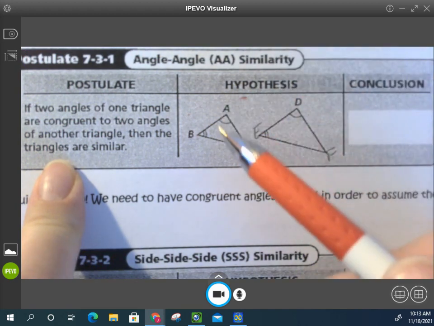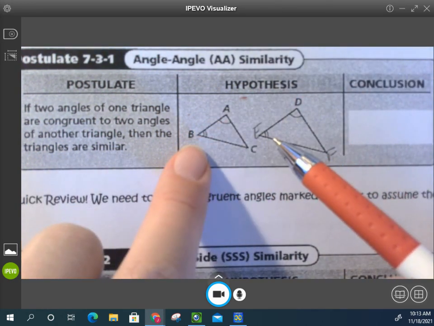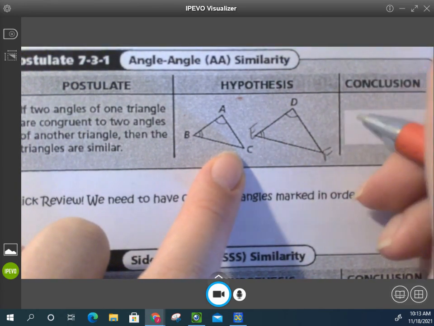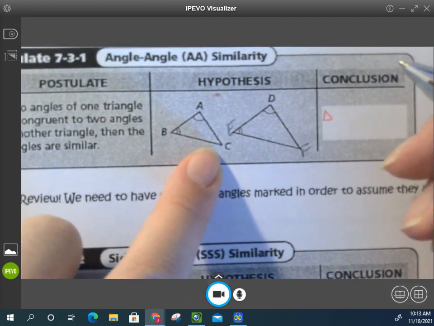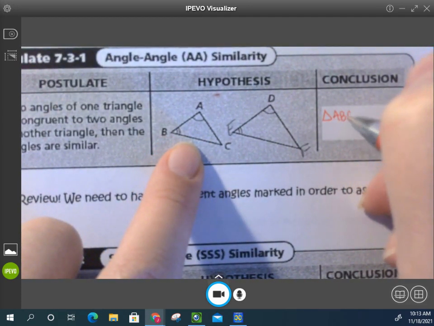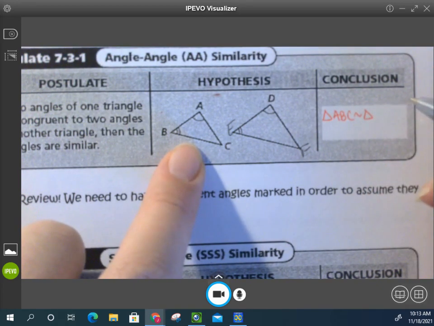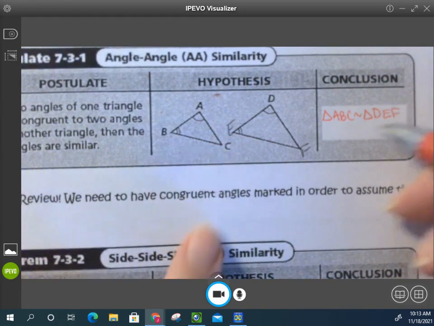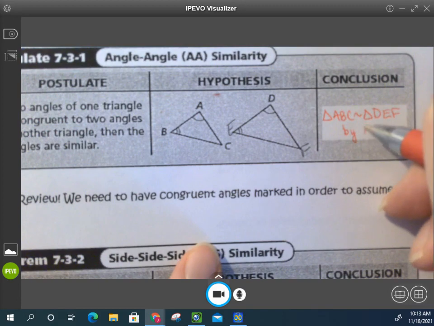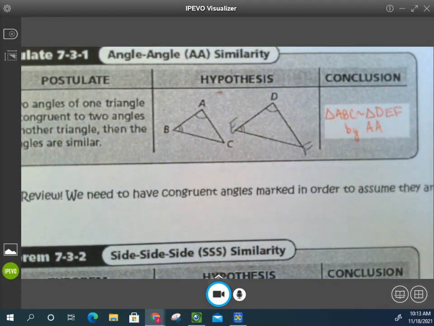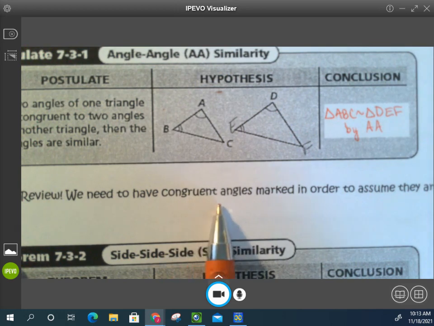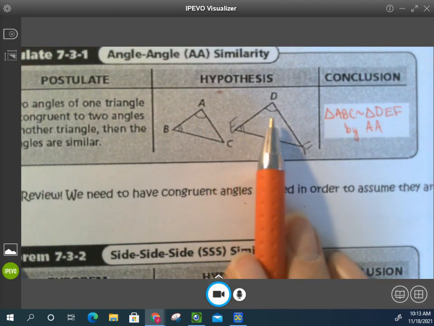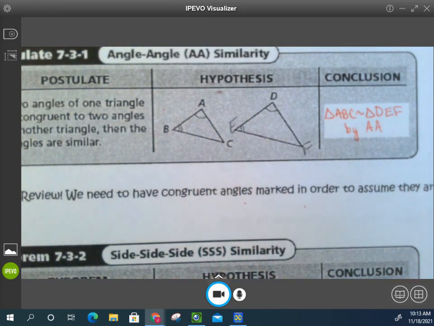Okay, and here's the other thing. There's only 180 degrees, so you only have to know 2 of the angles because the third one would be congruent to the other one. All right, so these triangles, let me write my triangle similarity statement. Triangle ABC would be similar, not congruent, similar, to triangle DEF. A went with D, B went with E, and then F. And why are these similar? By angle, angle. Okay, now, the quick review is we have to have congruent angles marked to assume they're congruent. So you can't just look at it and say, oh, well, it looks congruent. You have to have the proper markings on it. So that was the quick reminder there.